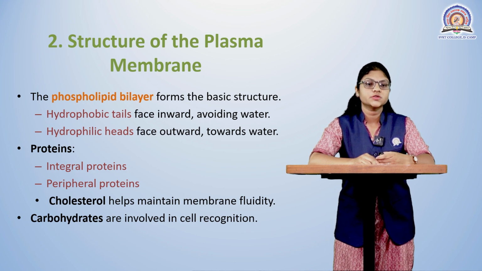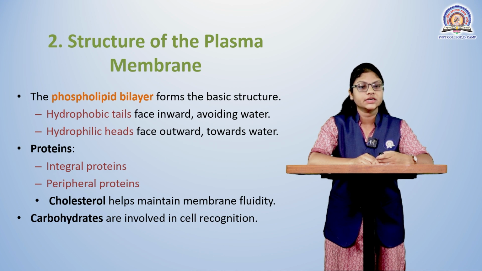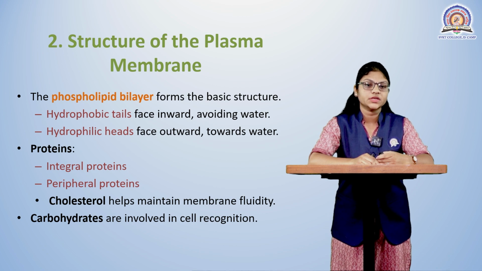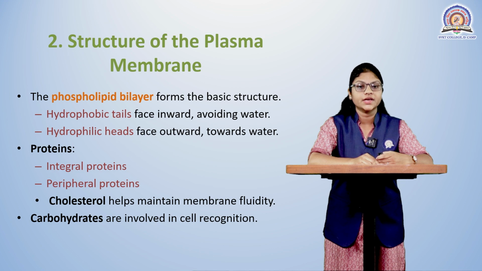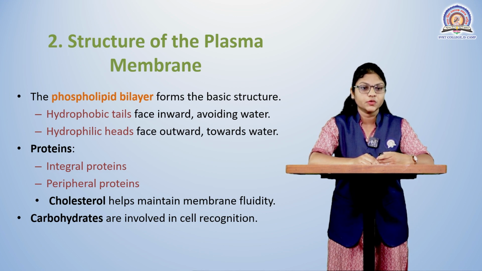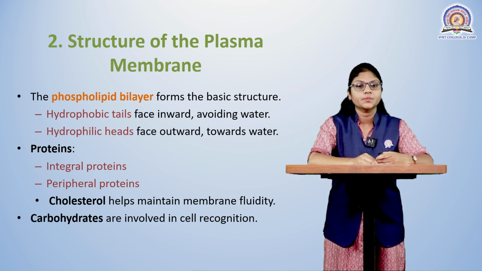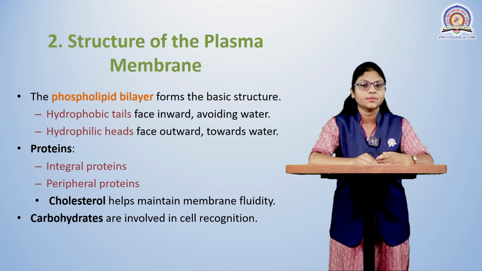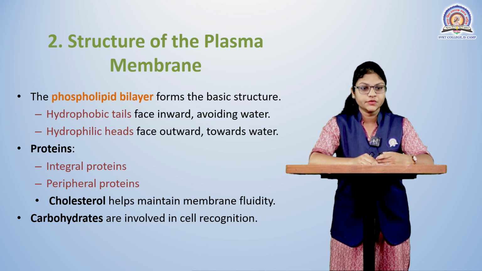After that, the second constituent is proteins. The proteins are of different types. One is the integral proteins and second is the peripheral proteins. The integral proteins are also called transmembrane proteins and peripheral proteins are also called exterior proteins. The third constituent which plays an important role is cholesterol. Cholesterol is important because it helps in maintaining membrane fluidity. That means it gives the cell elasticity so that the cell can change its shape according to the function.